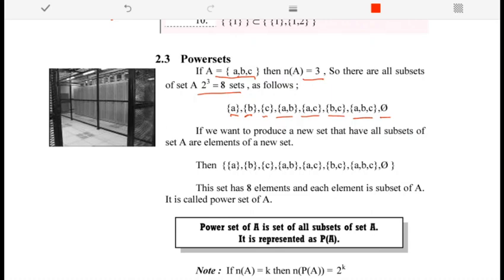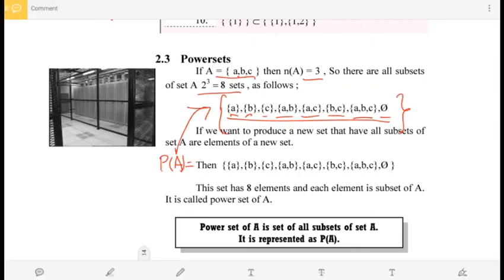Now, if I'm going to have it as my power set, or P of A, okay, power set, that's the symbol we use, P of A, then just put everything here in a bigger set, and that's it. You got the answer. Okay? So as I said, if you know how to find the subsets, it's easy to find the power set. Okay? Everything is connected, by the way.